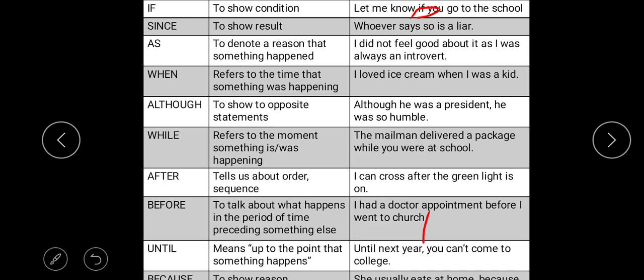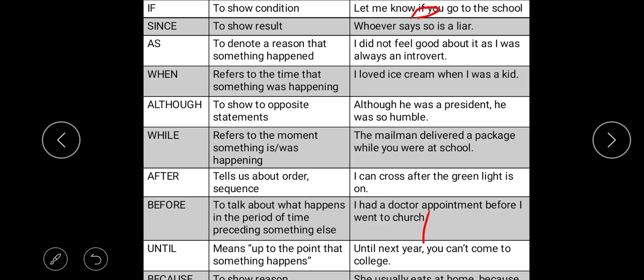Since, to show result. Whoever says so is a liar. If you say so, then you are a liar, the result. As, to denote a reason that something happened. As I am suffering from fever. That's a common example. I did not feel good about it, as I was always an introvert. Just because I am an introvert, I didn't feel good about it. And as I am suffering from fever, we say, as a result of me having a fever, I didn't come to school or college yesterday.